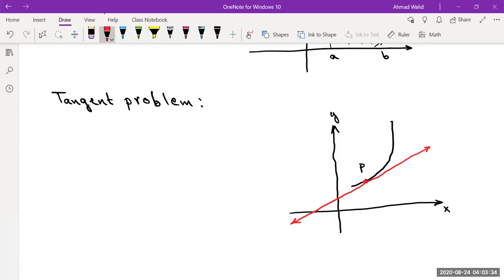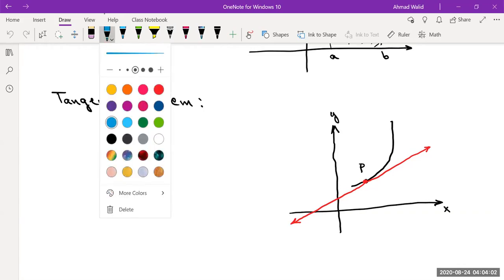Using algebra, you know that it is impossible to find the slope of a line if you have only one point. To find the slope of any line, you always need two points. But here, I have only one point. Then, how do we solve this problem? To solve this problem, I'll choose another point first.